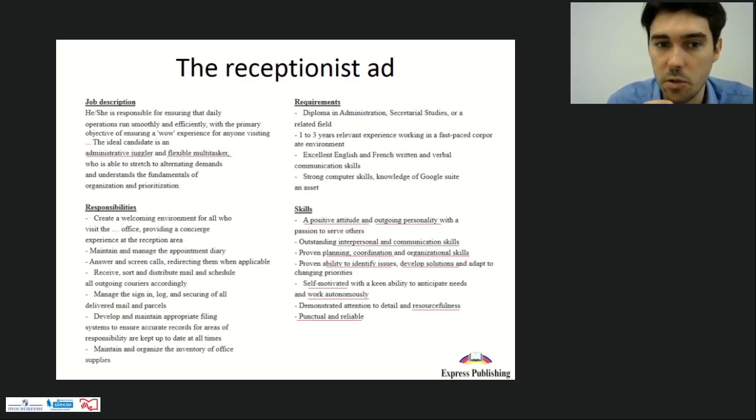They need to be an administrative juggler, a flexible multitasker, they need to have a positive attitude, an outgoing personality, interpersonal communication skills, plan coordination, and organizational skills. They need to be self-motivated, work autonomously, and be resourceful, punctual and reliable. So we can see that the focus is very much on these soft skills needed for the job.